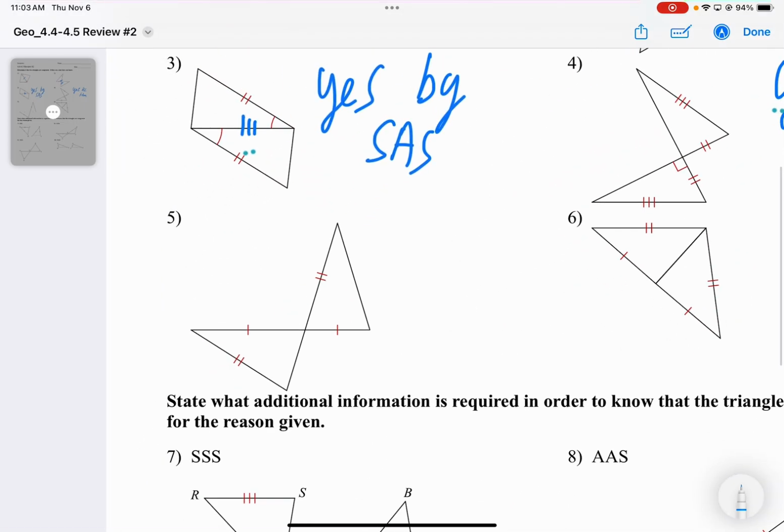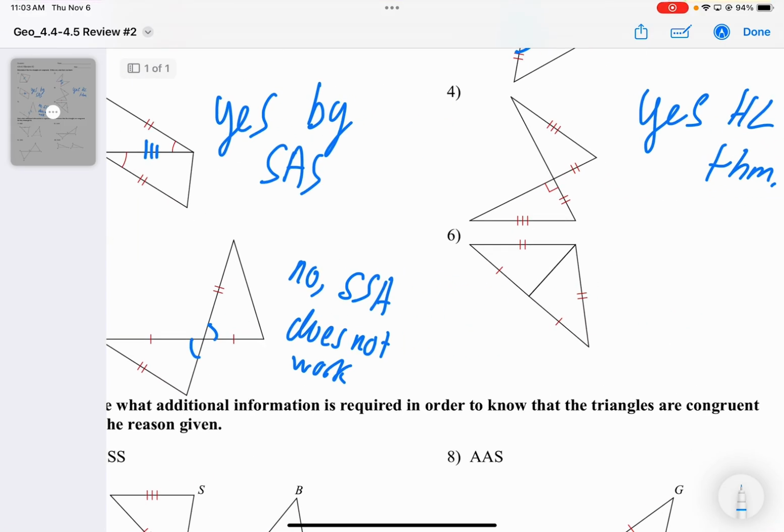Nope, close though. Side, angle, side. Actually, it's not going to work, is it? You have those vertical angles, and then there's sides here and here, but is the angle between the two sides? No, this is angle side side. Can we do angle side side? No. So side side angle does not work. You see how I did that there?